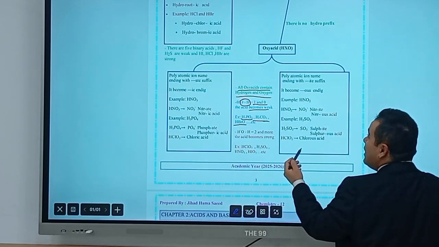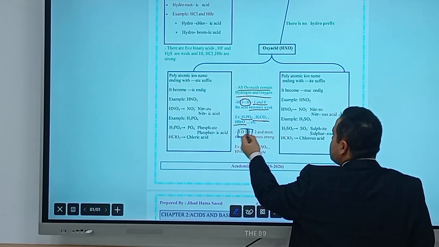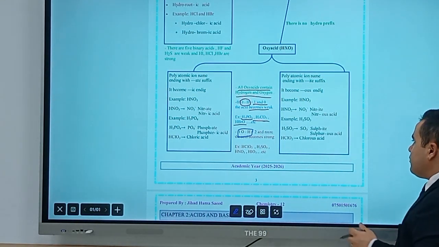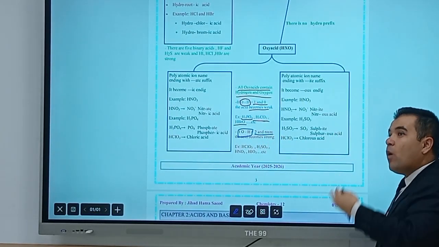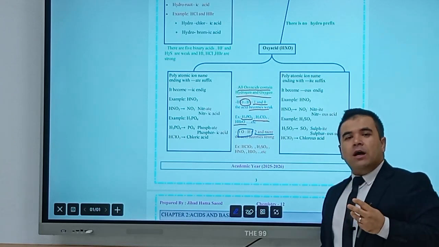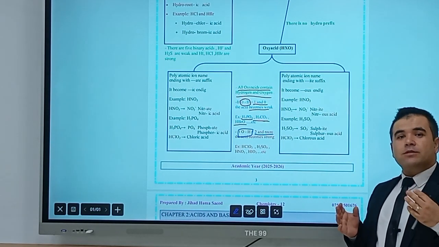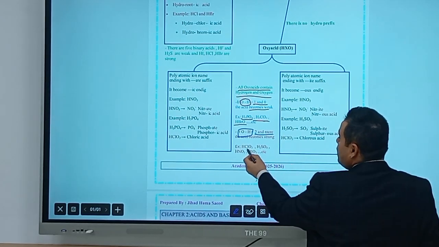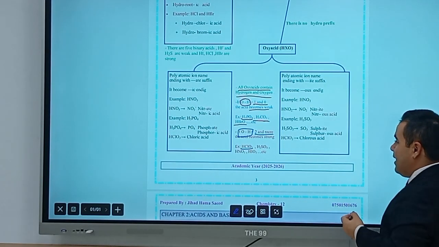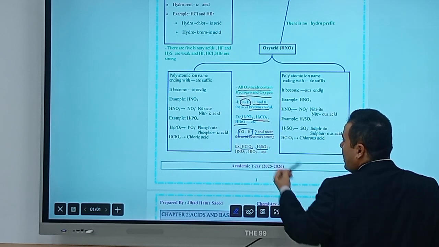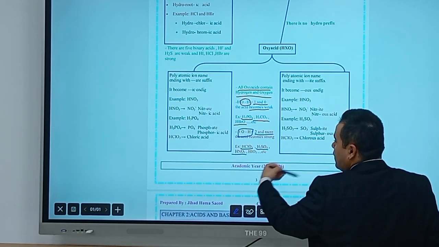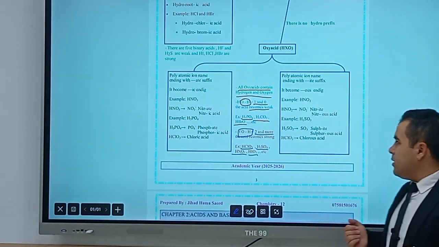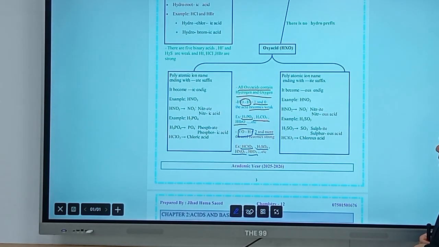For the strong oxyacids, guys, if the difference between oxygen and hydrogen, subtracting the hydrogen number from the oxygen number, results in 2 or more, above 1, the acid is classified as a strong oxyacid. Examples like HClO3, 3 minus 1 is 2, H2SO4, 4 minus 2 is 2, HNO3, 3 minus 1 is 2, HIO3, 3 minus 1 is 2, and so on, can be stated as examples for the strong oxyacids.